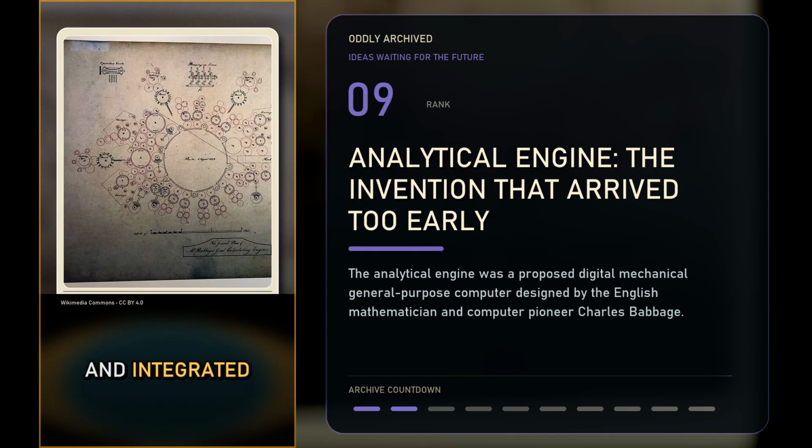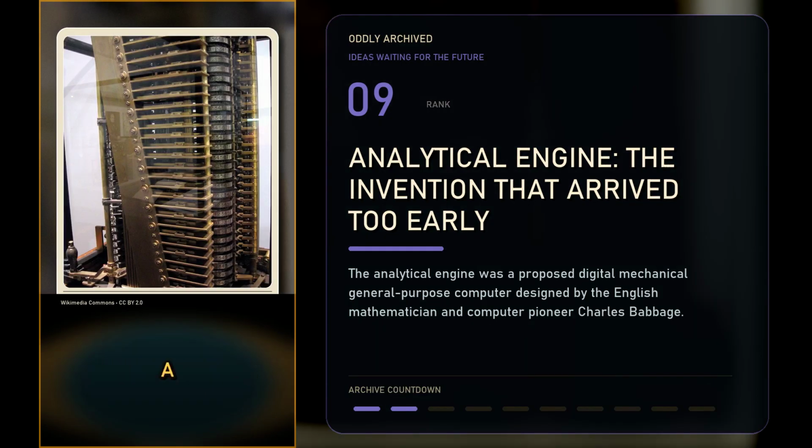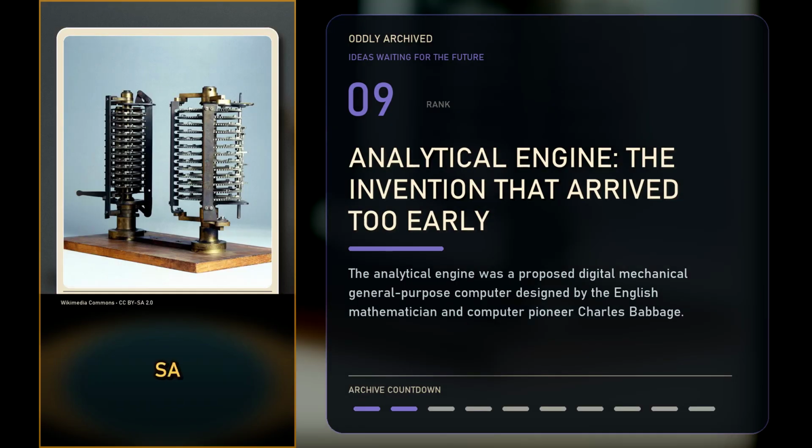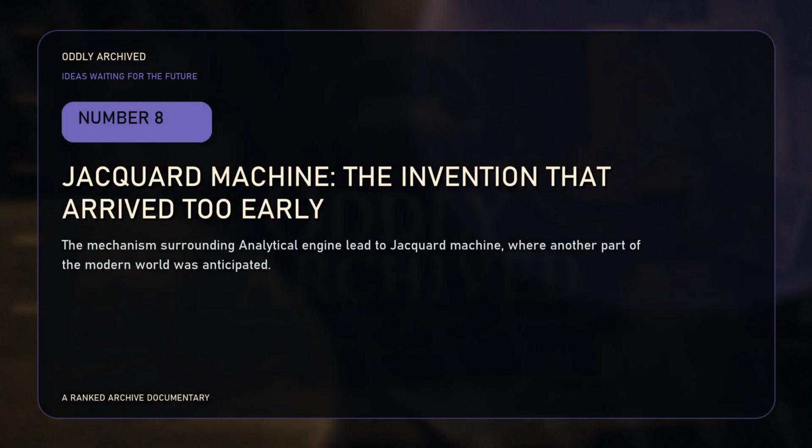The analytical engine incorporated an arithmetic logic unit, ALU, control flow in the form of conditional branching and loops, and integrated memory, making it the first design for a general-purpose computer that could be described in modern terms as Turing-complete. In other words, the structure of the analytical engine was essentially the same as that which has dominated computer design in the electronic era. The mechanism surrounding the analytical engine led to the Jacquard machine, where another part of the modern world was anticipated.